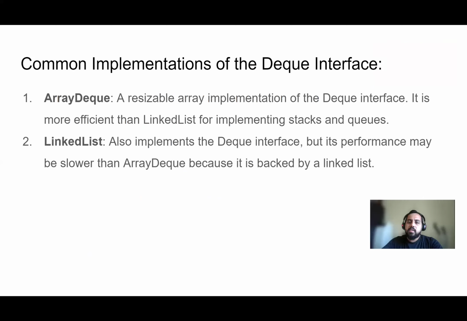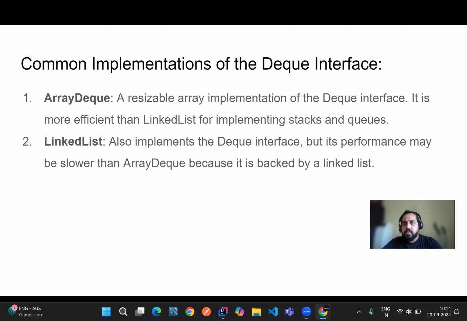So what are the common implementations of DQ interfaces? For queue interfaces, we see linked list and priority queue. For DQ interfaces, similarly, we have a linked list and array DQ. So linked list can be used for list, queue, and DQ also. That's versatile it is. And array DQ is one of the common implementations for this DQ interface.